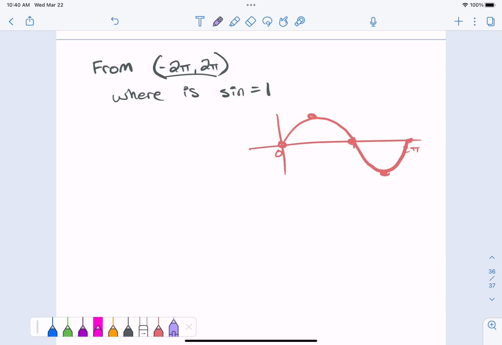We're looking where it touches 1. You see where it touches 1? Right here. What is this place at? That's at pi over 2. Got it? So that's one place where it's touching 1. Do you see how that works?